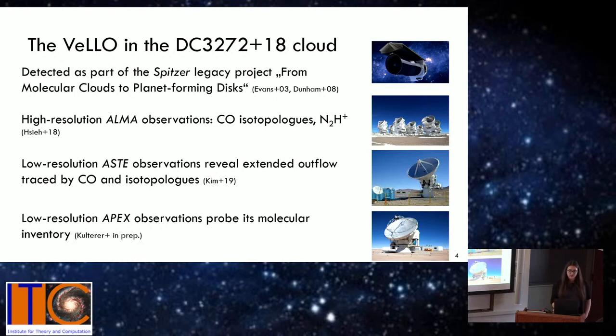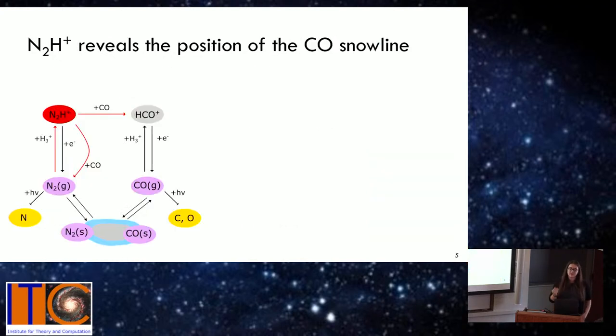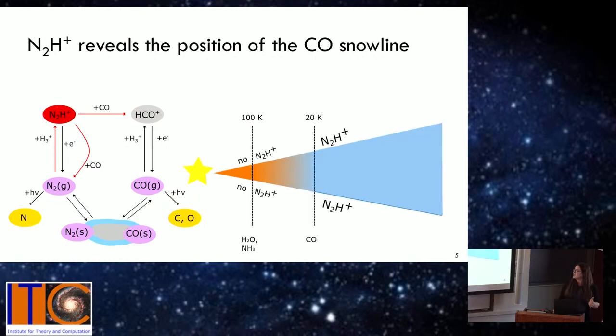And what N2H+ does is reveal the position of the CO snow line. N2H+ is a gas phase species, and CO is really good at destroying it. So if you have CO in the gas phase, it destroys your N2H+. But once the temperature is cool enough that CO freezes onto the grains, you will suddenly have a lot of N2H+ in the gas phase. And these are the so-called snow lines.